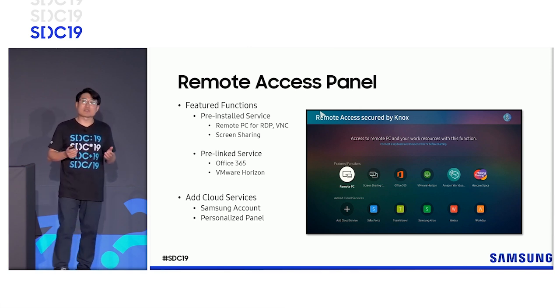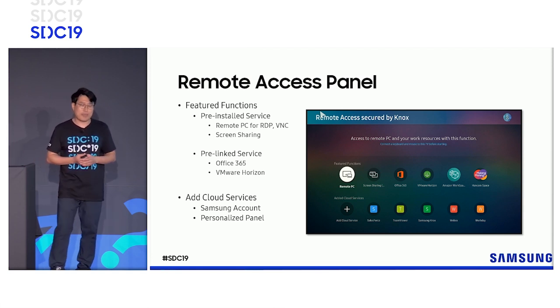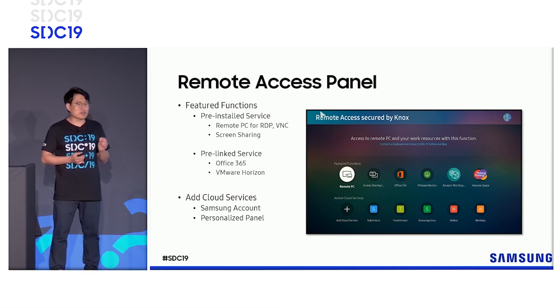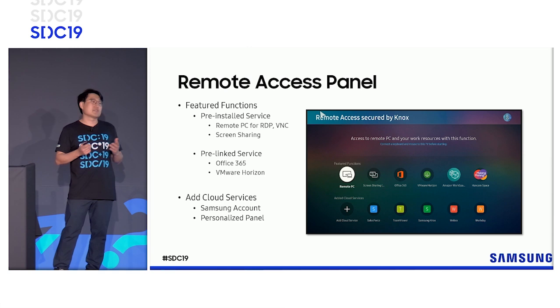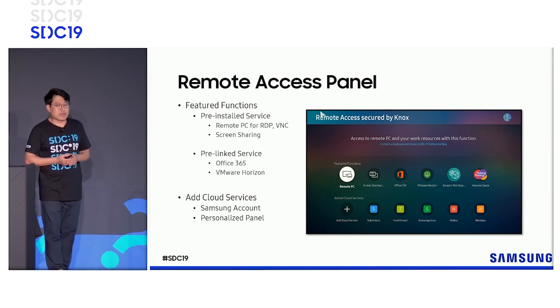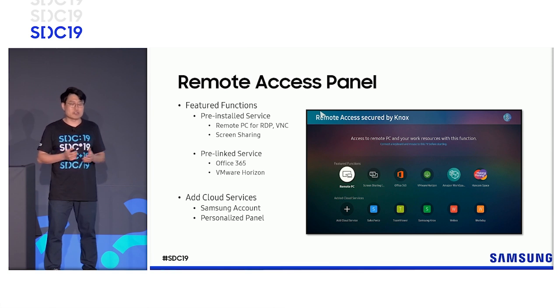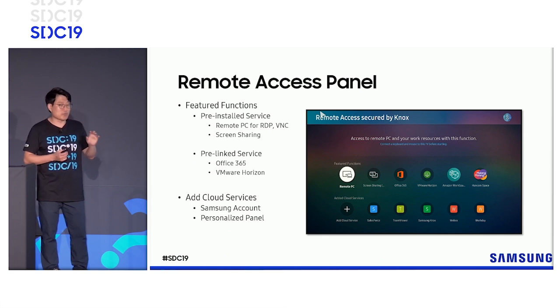Featured functions are registered as basic functions that are loaded from the time of release of the product. This includes pre-installed services like remote PC and screen sharing. Additionally, there are pre-linked services like Office 365 and VMware Horizon. And the added cloud services allow users to register their desired services so they can easily access their frequently used services. You can add the link of a service in the form of shortcut icons on the panel.